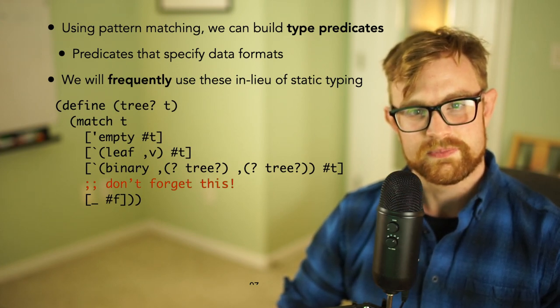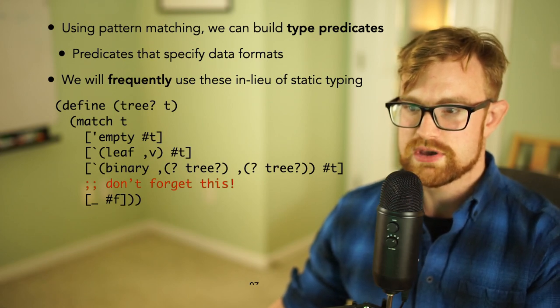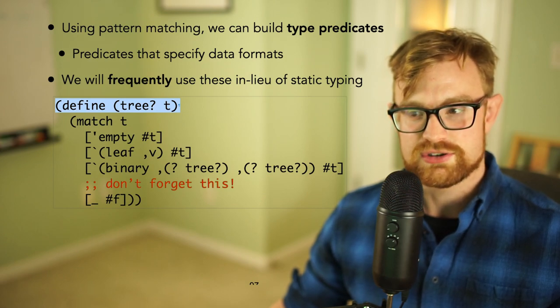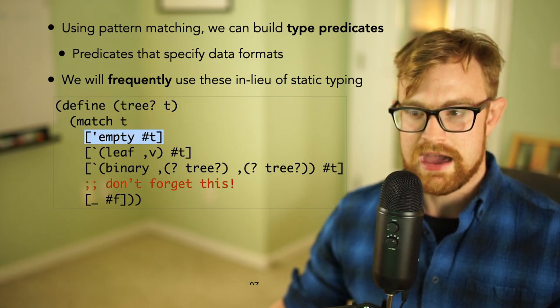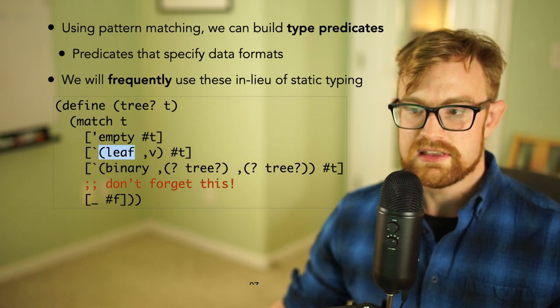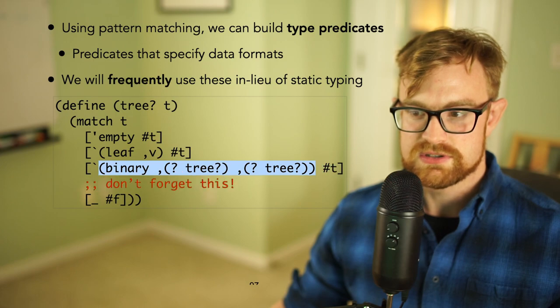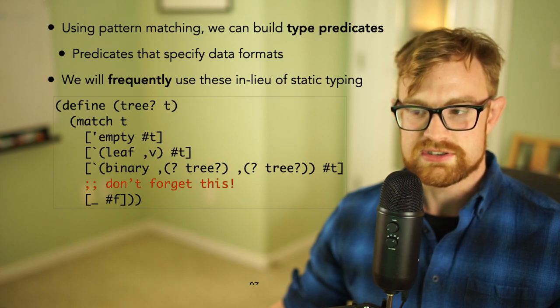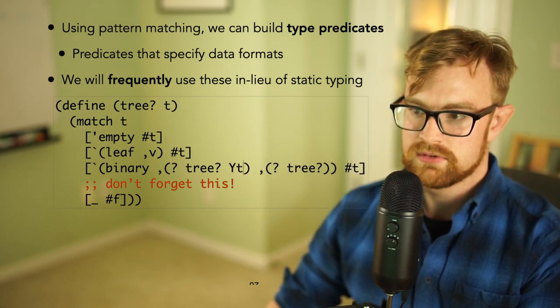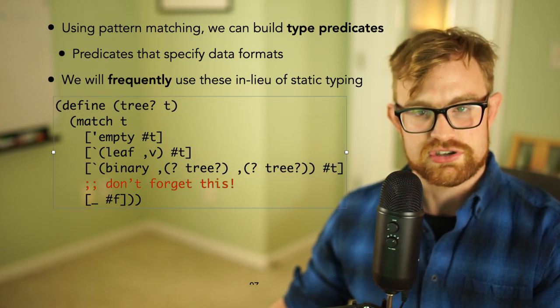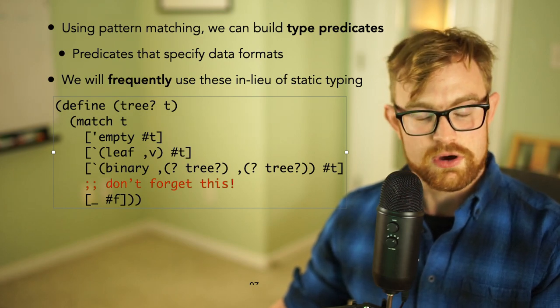All right, so here I've got this predicate tree huh that's going to match a piece of data and tell me whether it looks like what I'm going to call a tree. So I'm saying allowable trees are going to match tick empty, and then a leaf, where I've got some value here. I don't constrain what the value is. They can also be binary nodes, where I have two subtrees. And note, I didn't label these subtrees T0 or T1, although I could do that if I wanted to. I could bind them, but because I don't use them, I just check that they're tree huhs, then I don't bind them right here.